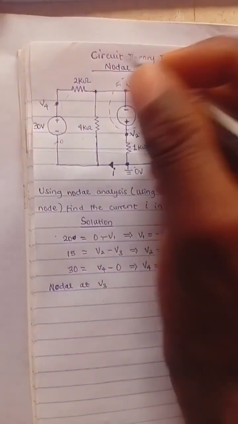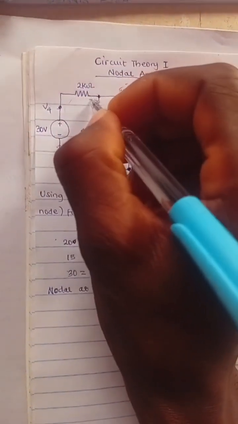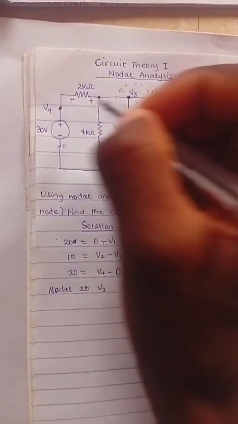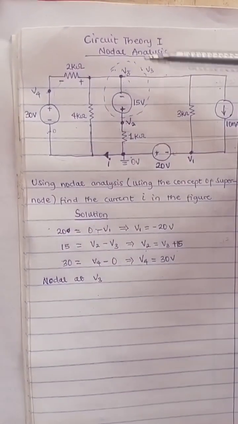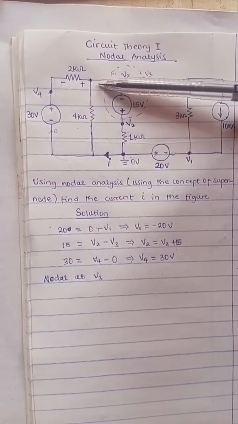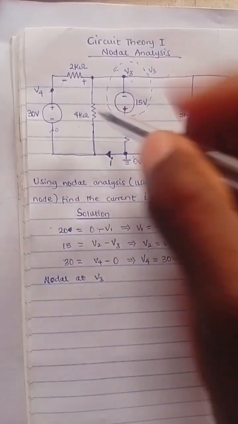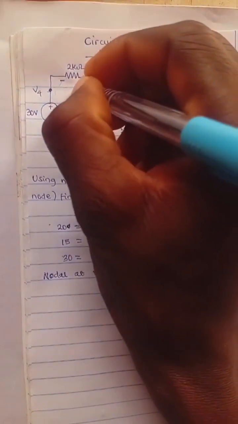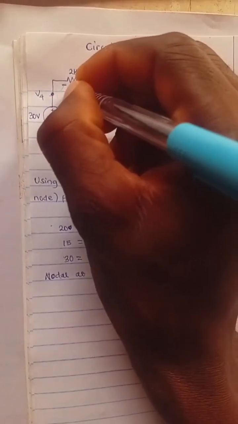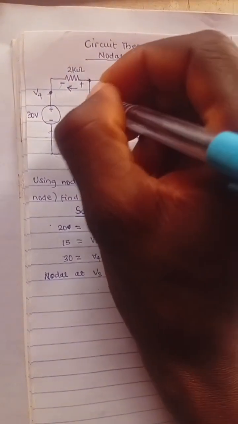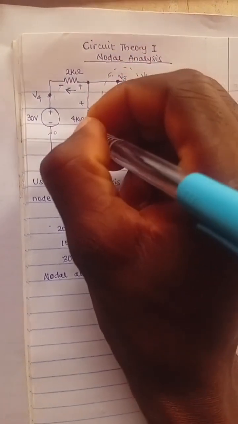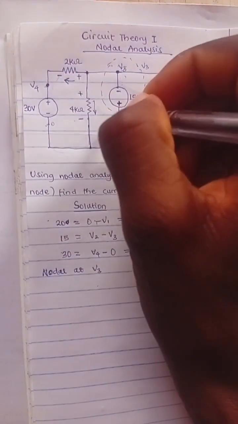For node V3, first take the current leaving through this. Let me quickly label this. If current is leaving like this, here has to be the positive terminal and here the negative terminal. From our last discussion, current enters the resistor through the positive terminal and leaves through the negative terminal. So if current leaves through here, you have a positive voltage drop here and a negative voltage drop here. The same thing for this very one.